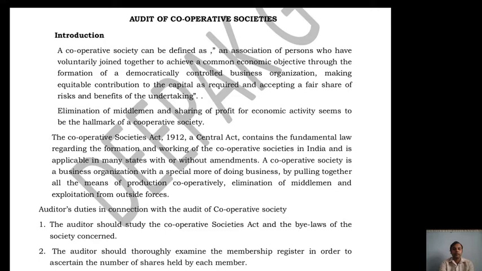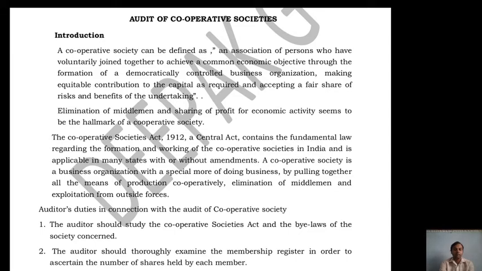The Central Act contains the fundamental law regarding the formation and working of cooperative societies in India and is applicable in many states with or without amendments. It is a business organization with a special mode of doing business by pulling together all the means of production cooperatively, eliminating middlemen and exploitation from outside forces. As I said, its main objective is to eliminate middlemen to protect the farmers and consumers, and exploitation from outside forces.